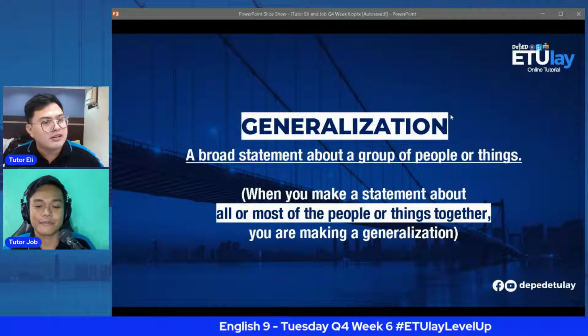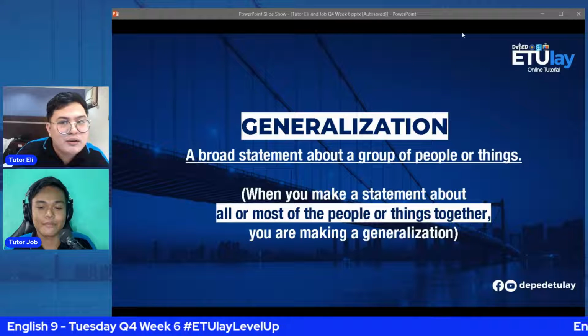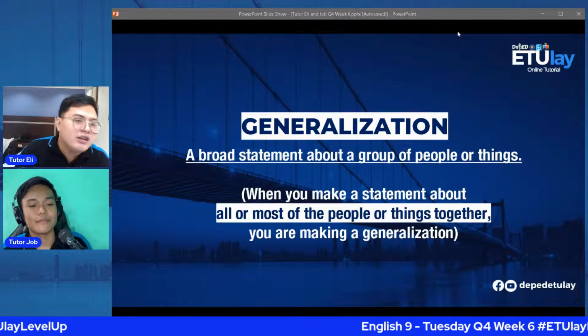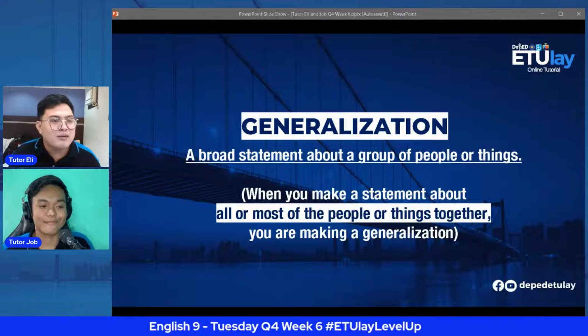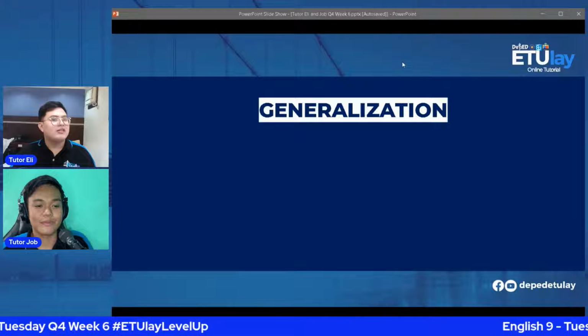So, yun yung generalization. Di natin alam, Tutor Joe, na nag-generalize na pala tayo. But we know that we are already making generalizations. We have been making generalizations even when we're still young. Hindi lang natin alam na those are forms of generalization.